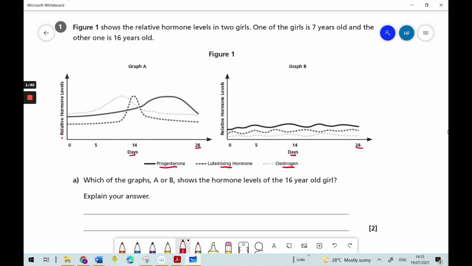So hopefully you'll remember that during puberty, girls produce higher levels of these hormones so that the body can control the development of not only the secondary sexual characteristics, but also to control the menstrual cycle. And therefore, graph A, showing the higher levels of hormones, is likely to be the graph that is a 16-year-old girl. Because if you look, you can see the levels of those 3 hormones here are much higher, and they're also more varied compared to in graph B, where the 3 hormones have a much lower relative hormone level.